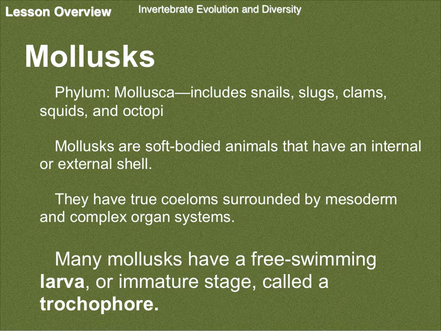Many mollusks have a free-swimming larva or immature stage called a trochophore. So before we were discussing that things might look different when they're in their early stages than in the adult stage, and mollusks show that. So they're free-swimming larvae before they get into the adult stage.